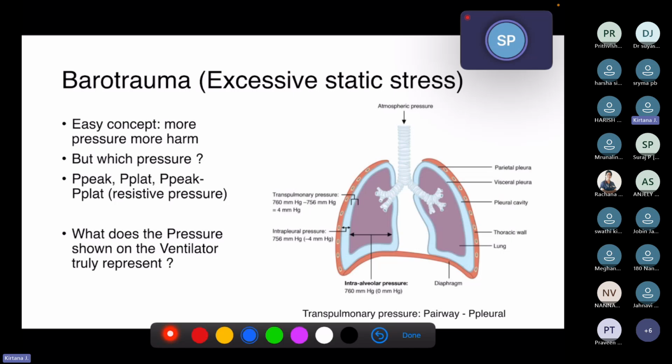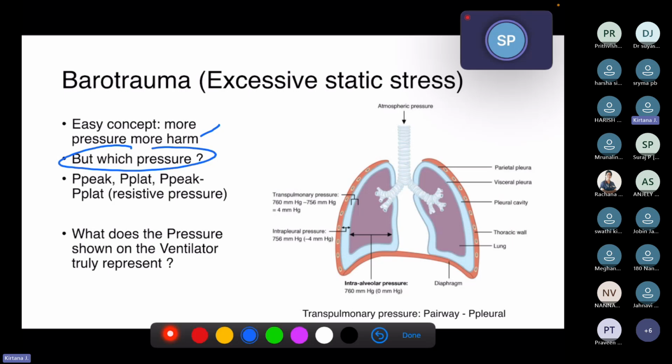It's a very easy concept to understand, I hope, that the more the pressure, the alveoli will be under more stress and more the harm. But the question is, which pressure are we talking about? On a ventilator screen, you have a lot of pressure values that you see all the time. You have the P peak, you have the P plateau pressure, you have the P peak minus the P plateau, that is resistive pressure.